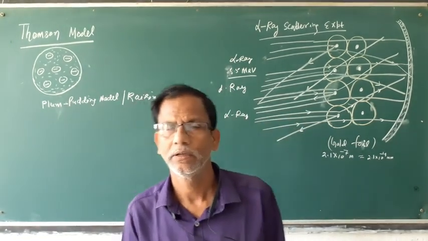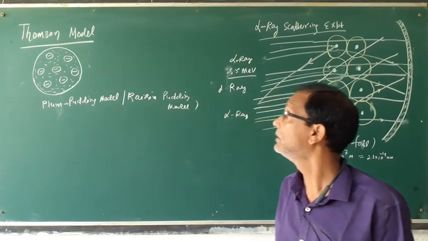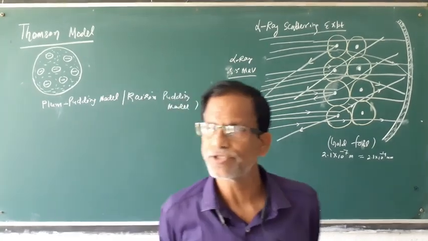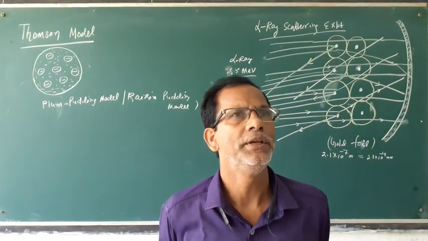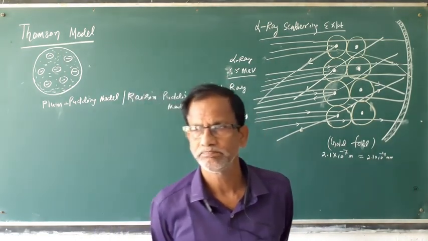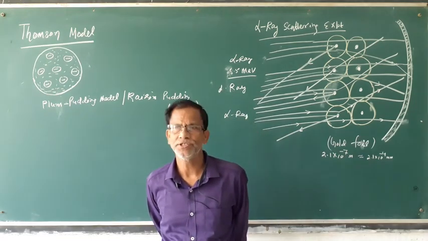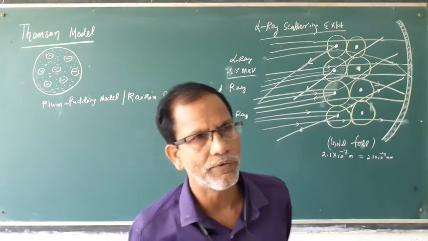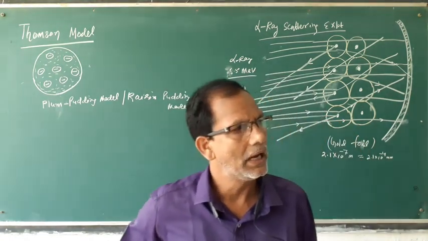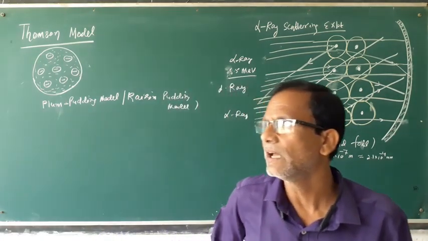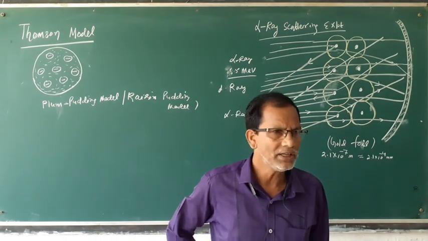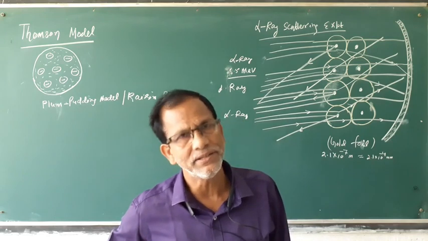Hello friends, today we are going to discuss the important part of this chapter, atomic structure. Already we have discussed that the atom is the smallest part of matter. The atom is divisible. It consists of very tiny particles, subatomic particles. They are electrons, protons and neutrons.